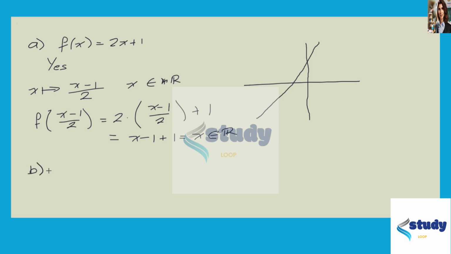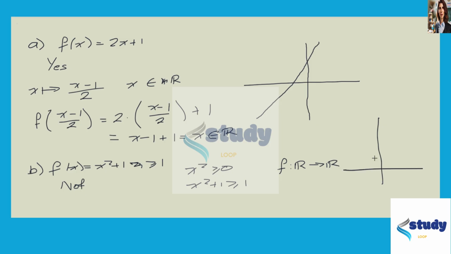Now b, f of x is equal to x squared plus 1. So this is not a bijection, which is pretty clear because x squared is greater than or equal to 0. So x squared plus 1 is going to be greater than or equal to 1. So your function is going to be greater than or equal to 1. But because we're considering bijections from R to R, we're missing the entire negative domain.